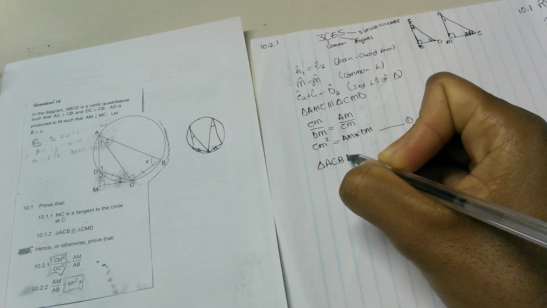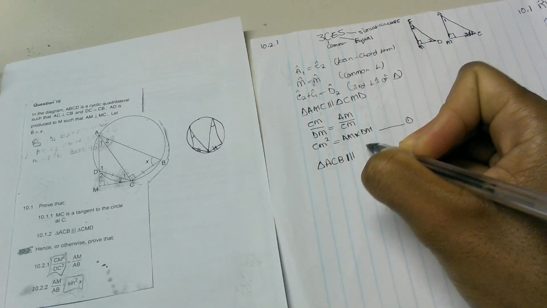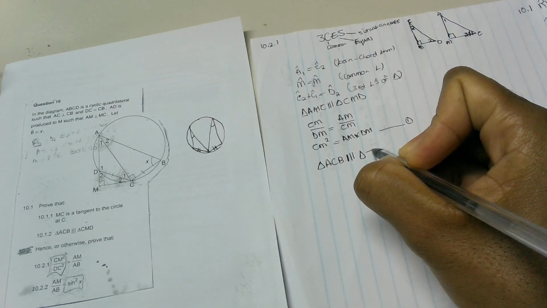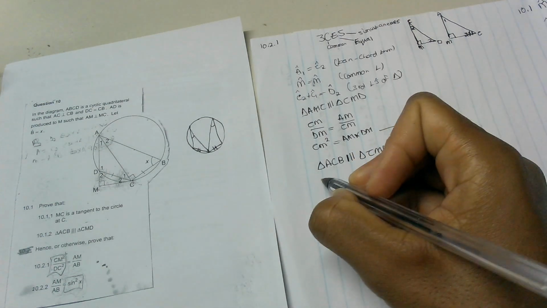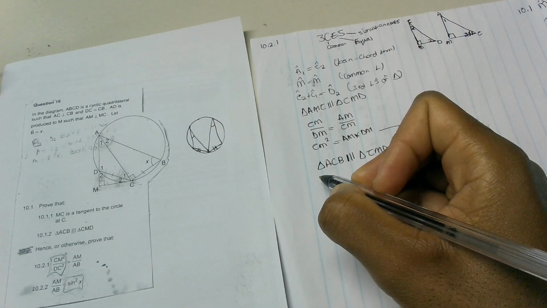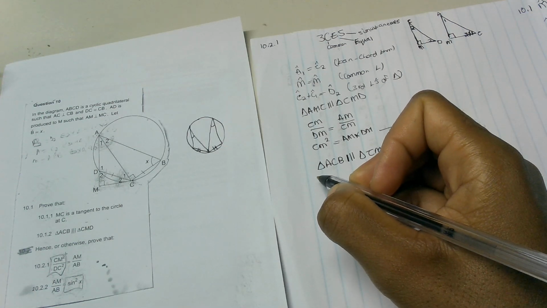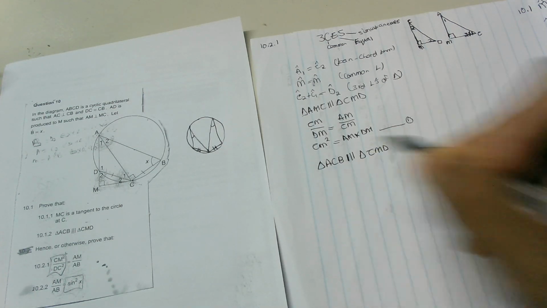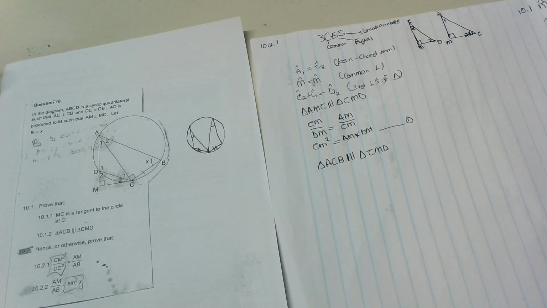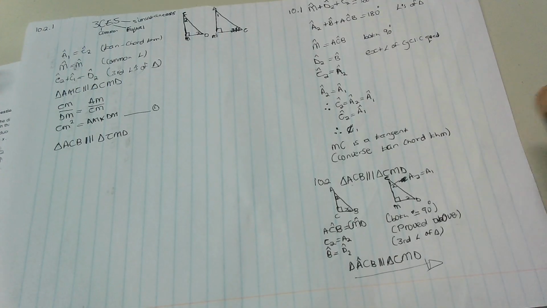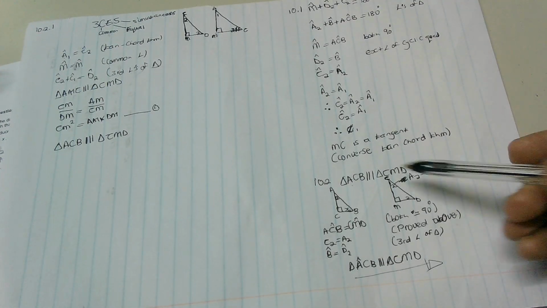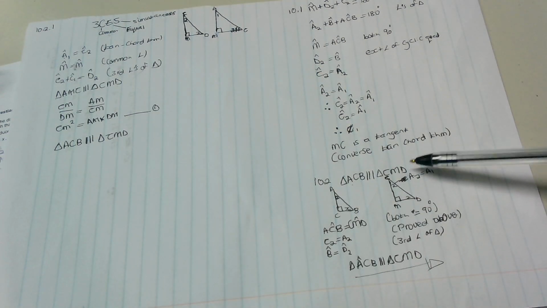We say in triangle ACB, triangle CMD. We know that we can prove this in this manner. Did we prove this thing first? I think we've proved this. We did prove this thing. This one, we have proved this one, guys.